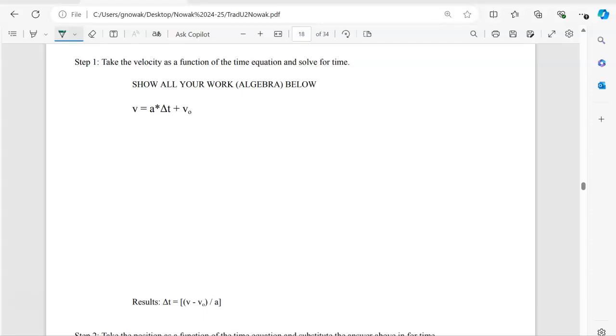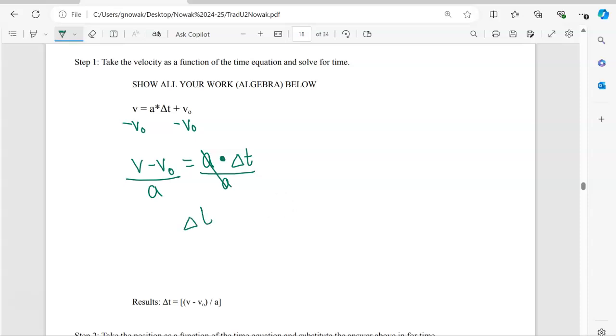So we are going to start with the velocity as a function of time equation, and we're going to solve this for time. To do that, I'm going to start by subtracting v naught from both sides. And I am not going to substitute delta v for v minus v naught. I am just going to leave it as it is for now. Once I do that, I'm going to divide by a because I want to get delta t by itself. A will cancel on the right side, and I'll be left with v minus v naught over a, which does match this result, so we are happy.